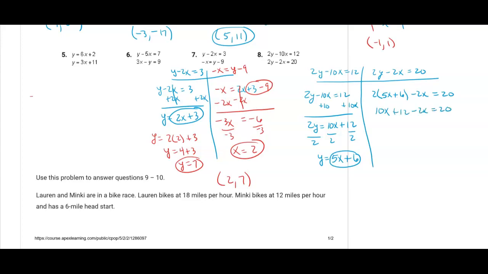minus 2x equals 20. I can combine these like terms. 10x minus 2x is 8x plus 12 equals 20. Now to solve for x, I subtract 12. 8x equals 8. Divide by 8, and x would equal 1. If x is 1, I come over here. 5 times 1 plus 6 will give me 11. And that would give me 1 comma 11.